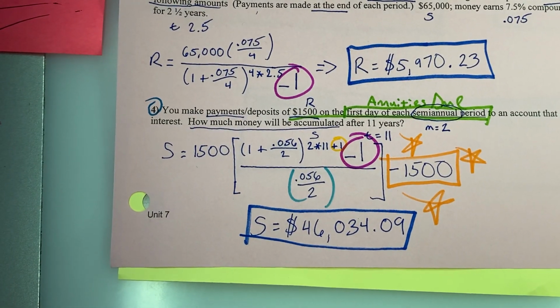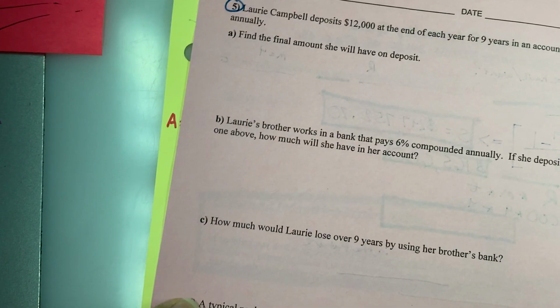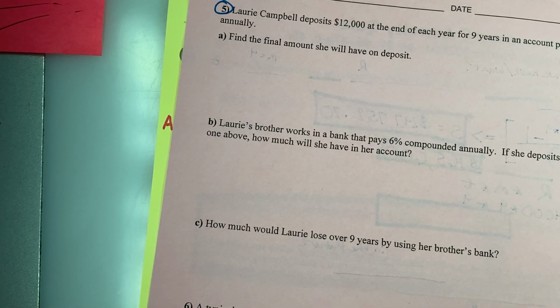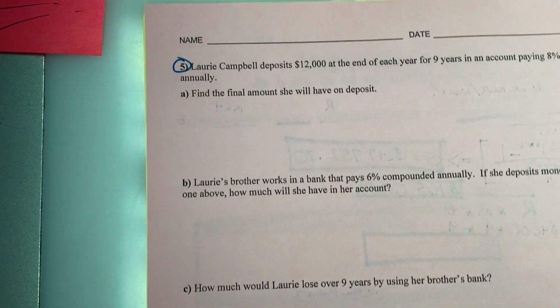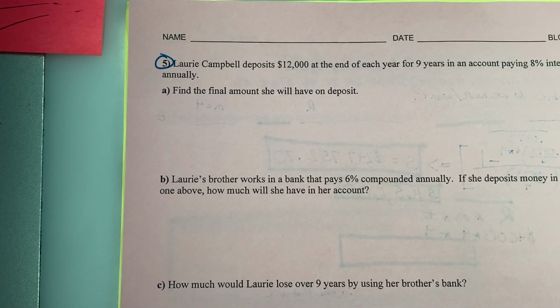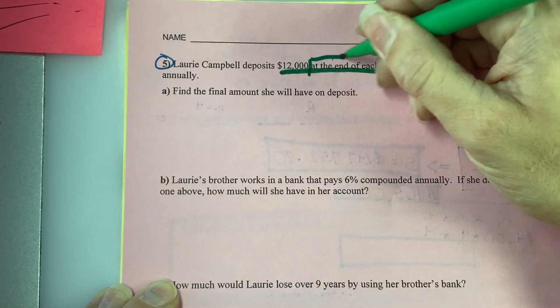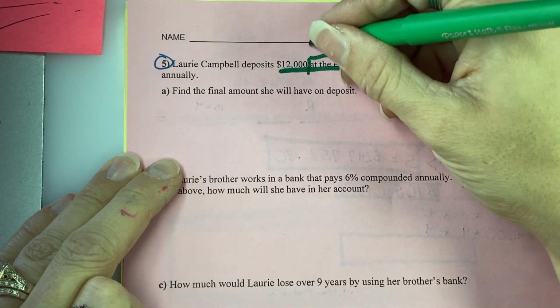All right, folks, let's go ahead and go to the back. Oh, that's not us, is it? Oh, but we're getting real close. We'll see if we can squeeze in this last problem. Folks, number 5. Laura Campbell deposits $12,000 at the end of each year. What does that tell me this is? At the end means ordinary annuity.